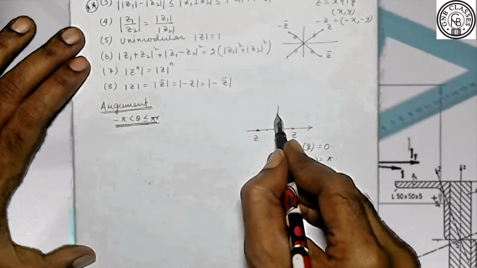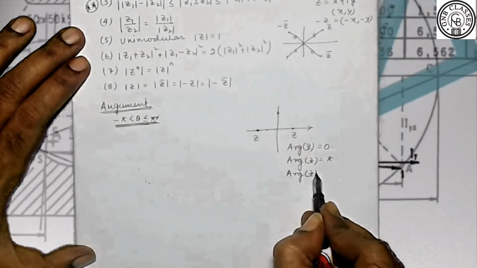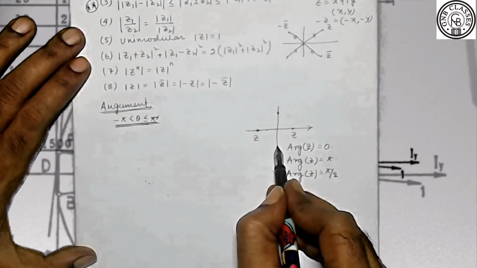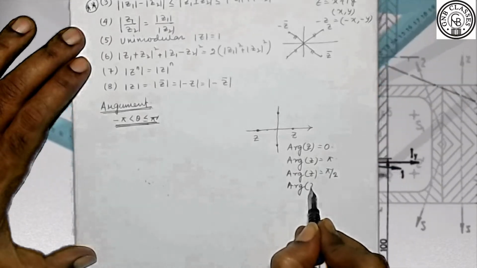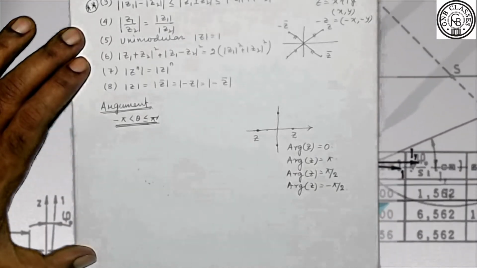When z is on the positive direction of the y-axis, then argument of z is pi by 2. And when the point is on the negative direction of the y-axis, then argument of z is minus pi by 2. Am I correct or not?